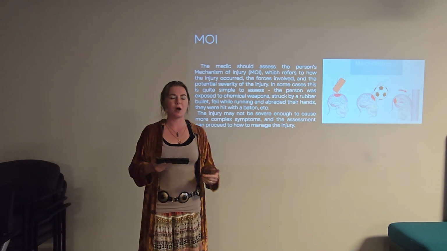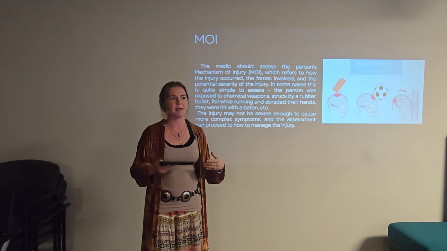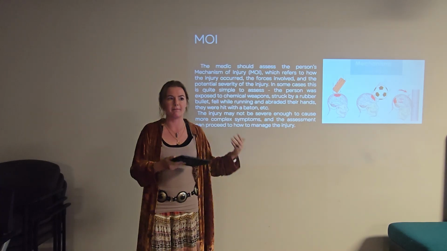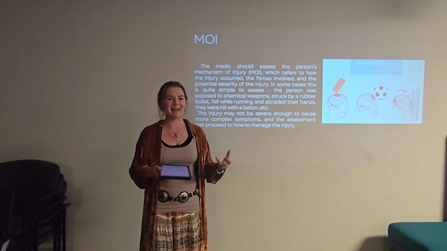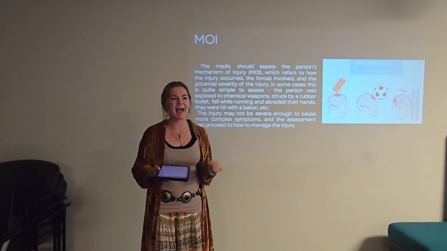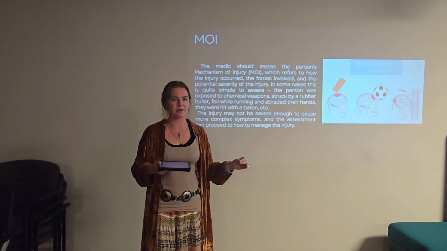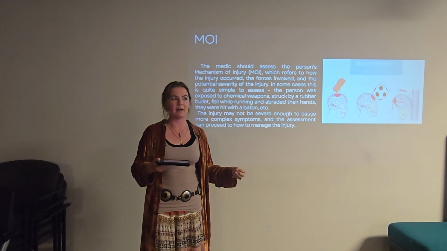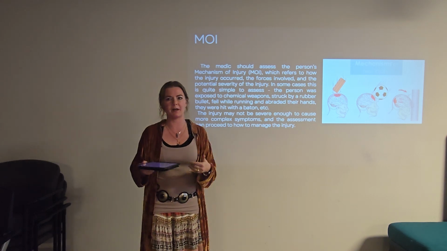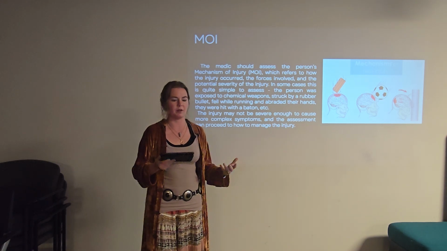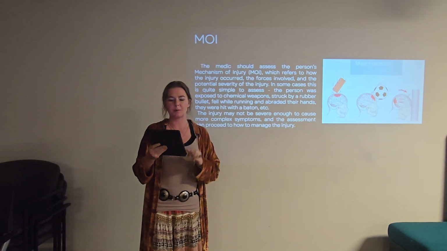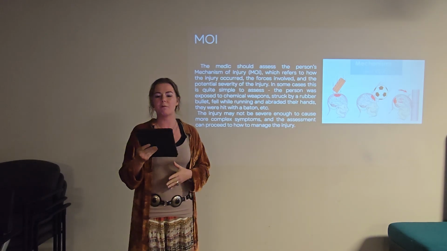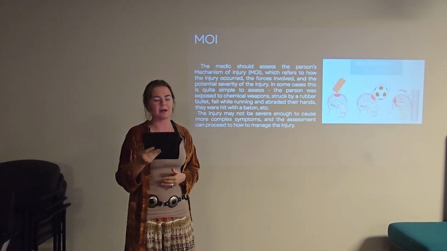Or if you stop to help someone who has been in a car accident, are they in a car that is on fire? That is an immediate threat to that person's safety. That has to come first. If they are at risk of gaining more injuries or dying, then you need to remove them from that risk before treating them for their contusions. The medic should assess the person's mechanism of injury, which refers to how an injury occurred, the forces involved, and the potential severity of that injury.